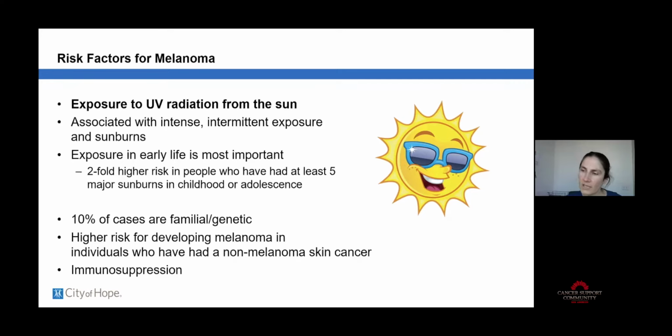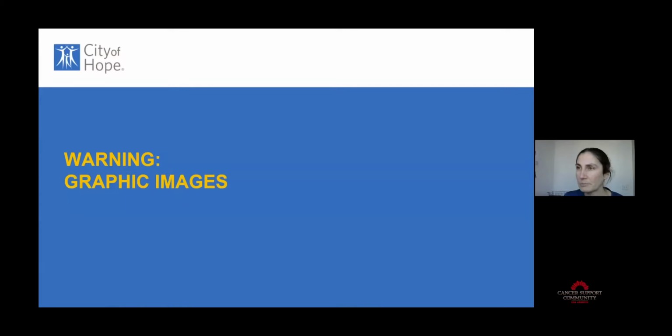In addition to that, there are other less common causes. About 10% of cases are genetic or hereditary. And anyone that's had a non-melanoma skin cancer, basal cell or squamous cell, is at higher risk of having a melanoma, just because they have similar risk factors, both of them associated with sun exposure. Similarly, immunosuppression can also increase the risk of developing a melanoma.